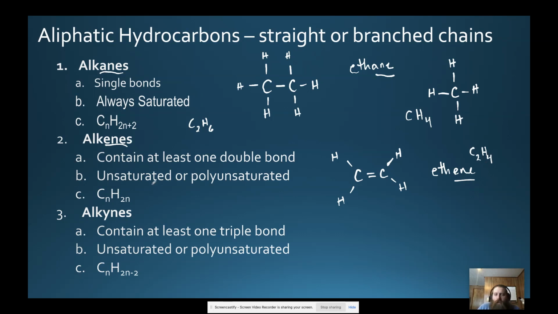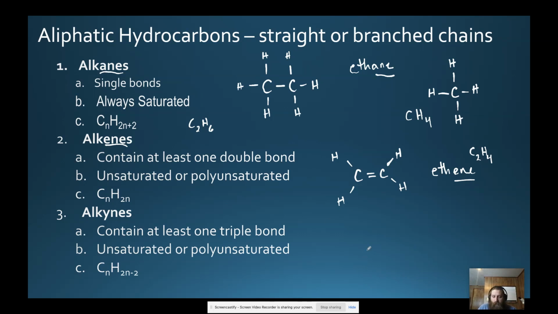And this can be either unsaturated, which means some of the carbons don't have the maximum number of hydrogens, right? Like carbon should have 3, but these only have 2. Or it can be polyunsaturated, which means multiple carbons in the chain don't have all the hydrogens it needs.